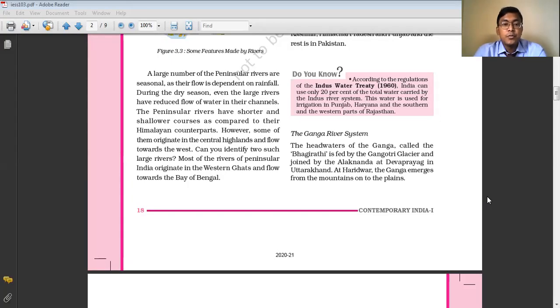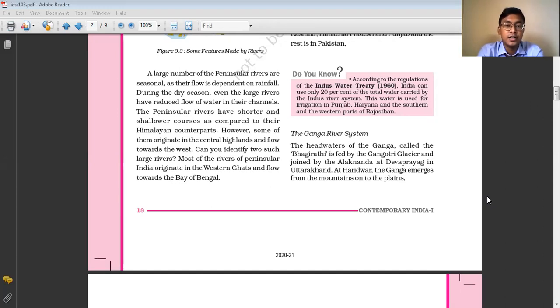So students, today I'm going to discuss with you all the Ganga river system from chapter number 3, drainage. In our previous class, we discussed the differences between the Himalayan and the peninsular drainage systems, and I also discussed the Indus river system, which is one of the most important Himalayan drainage systems. So today we are mainly focusing on the Ganga river system.